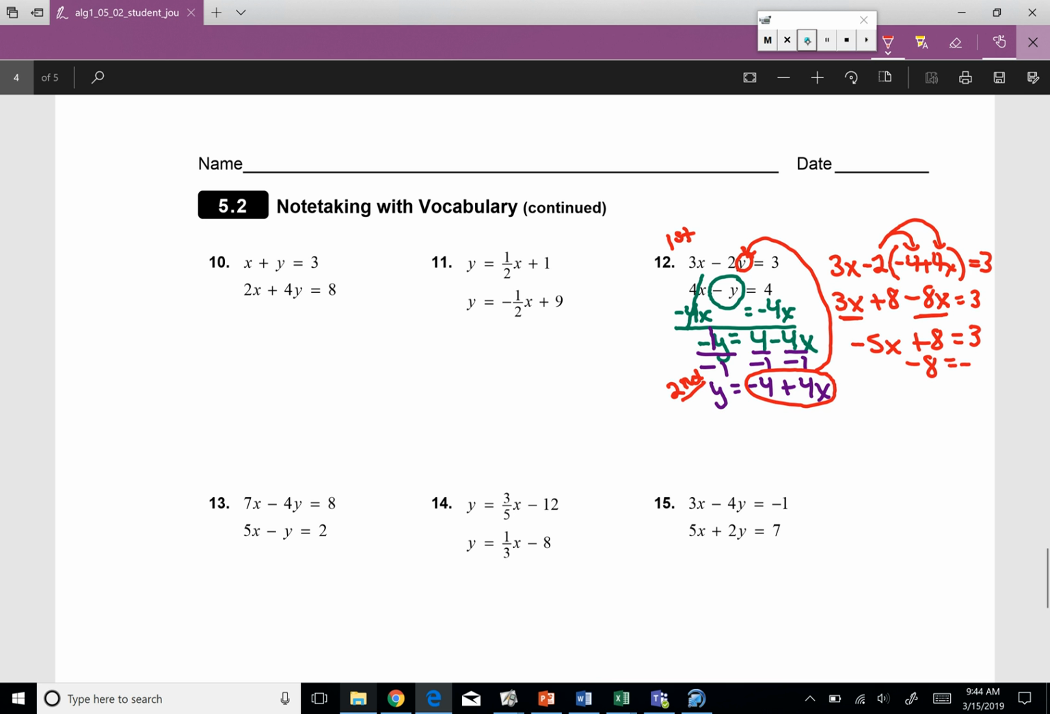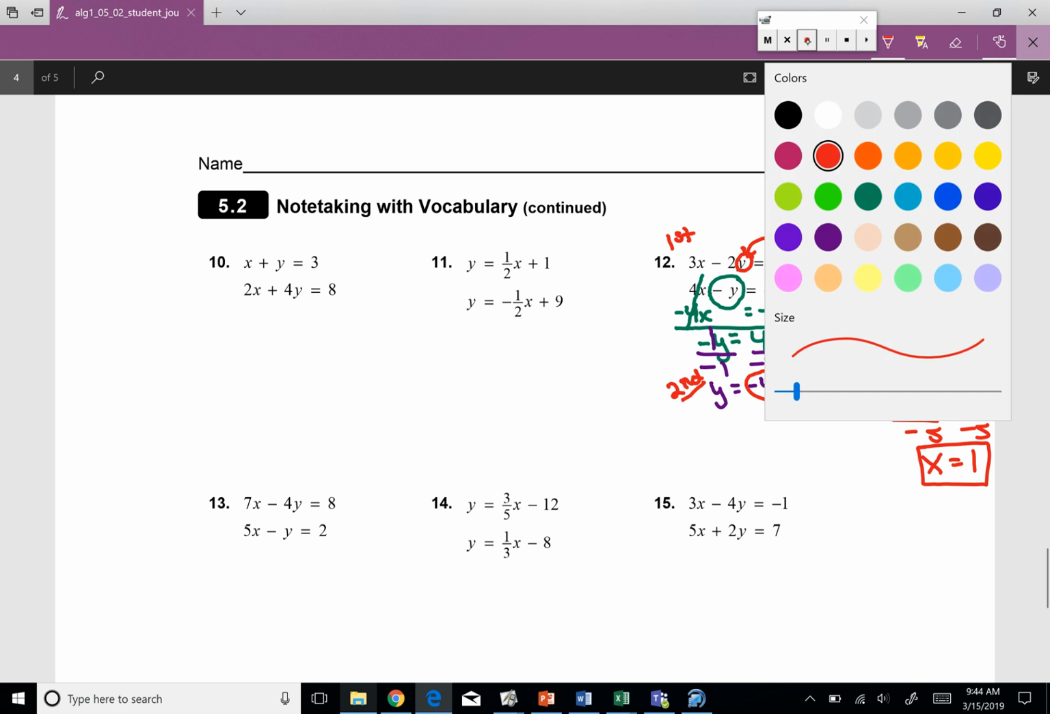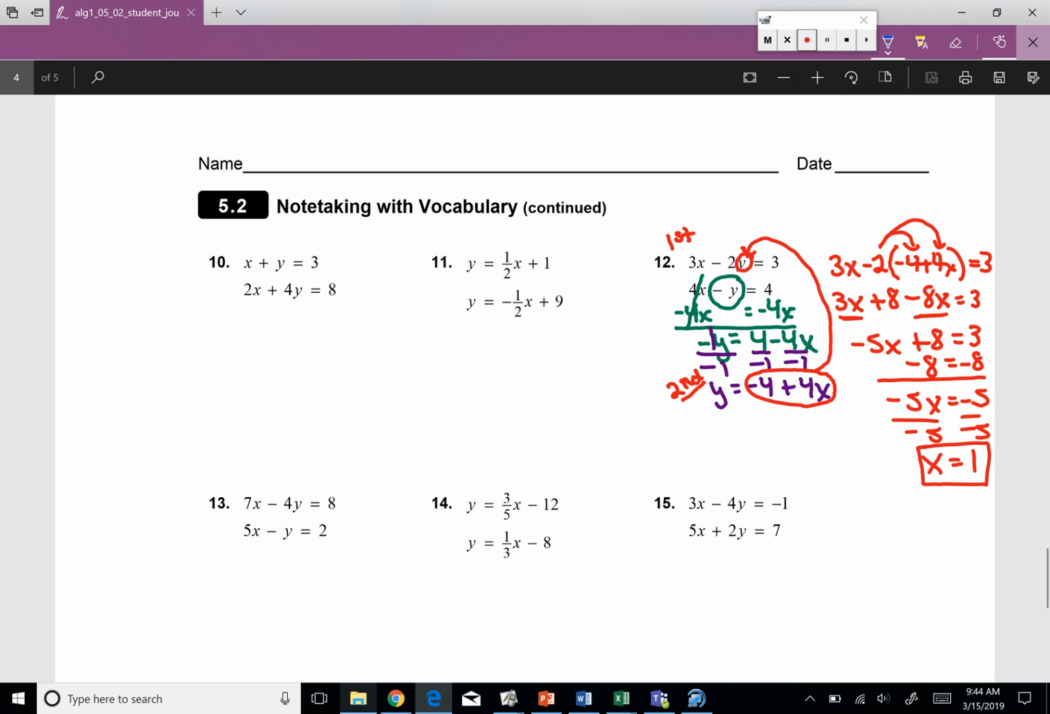Subtract 8 from both sides. Negative 5x equals negative 5. Divide by negative 5, x equals 1. I have one of my two variables now, I need to find the other. So into either equation, I can substitute 1 for x to find my y value. I'm going to choose the second equation.